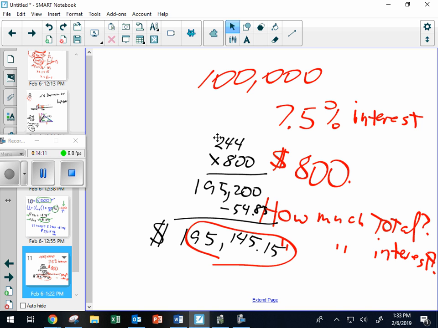But on the good side, my house is now worth way more than it used to be. I bought it for about 111. It's probably worth about 260 now. So the house went up in value, but I paid a lot of interest along the way to make that happen.